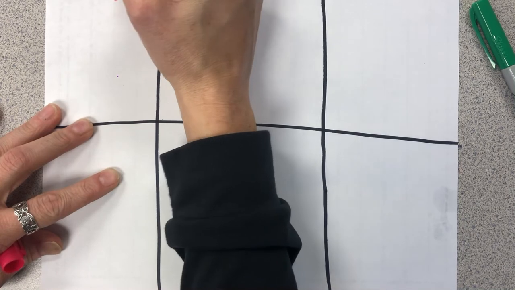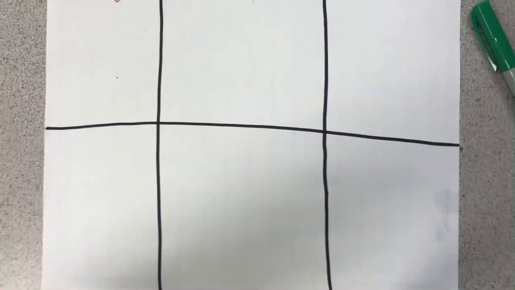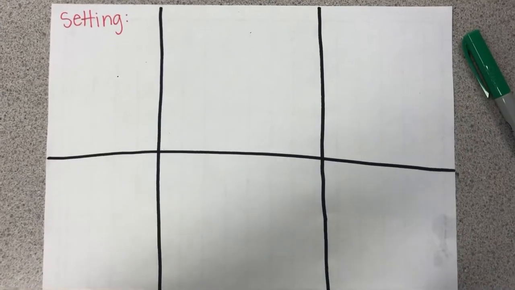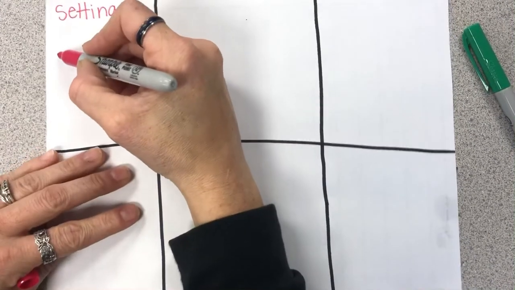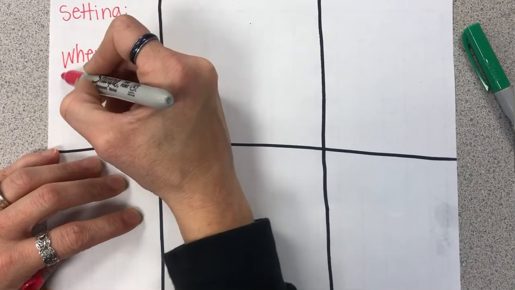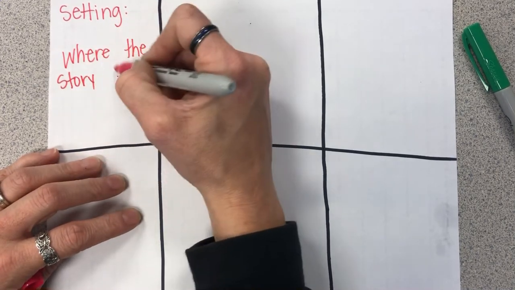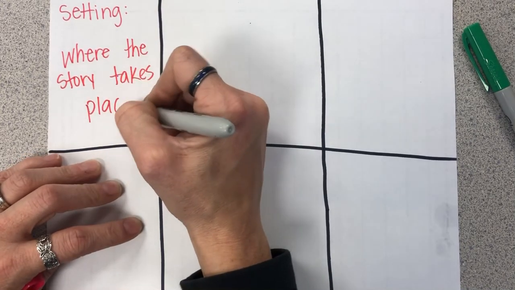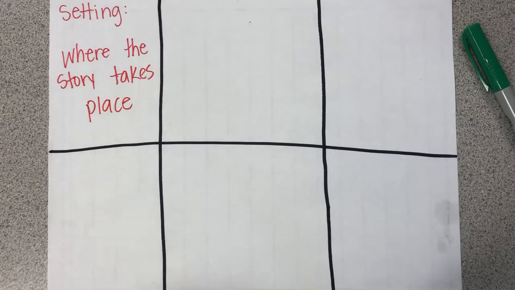And the setting is just simply where the story takes place. There we go, now we can see. That is where the story takes place. It might take place in a palace. It might take place in a forest. It might take place on a farm. There's just a lot of different places or areas that could be the setting.